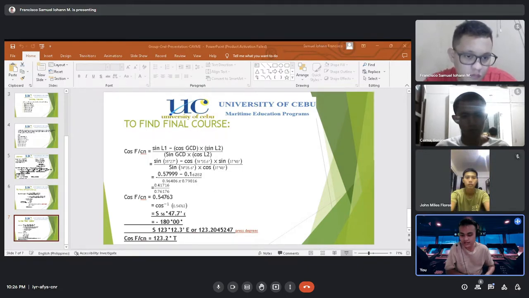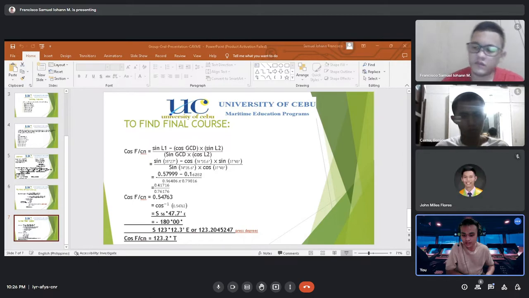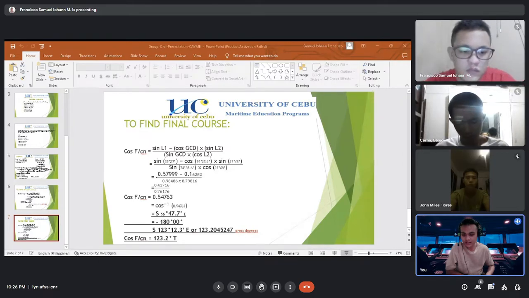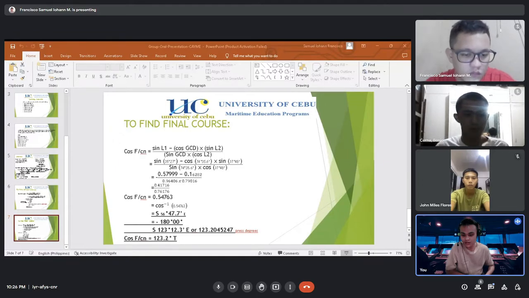So the answer for that one is 0.54763. And then since we have cosine on the left side, we're going to transfer this one to the right side. This will be inverse cosine. So in doing that in your calculator, we'll just press shift cos 0.54763, and then the answer would be 56 degrees 47.7 minutes.